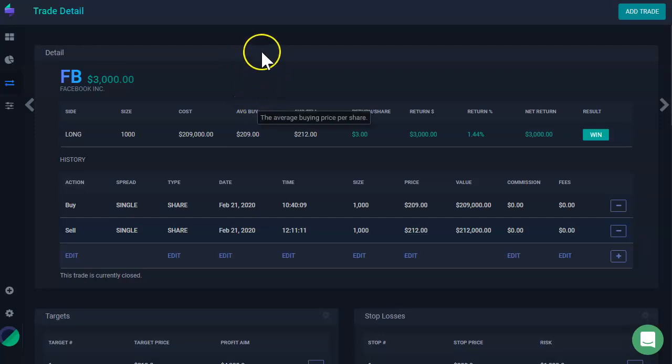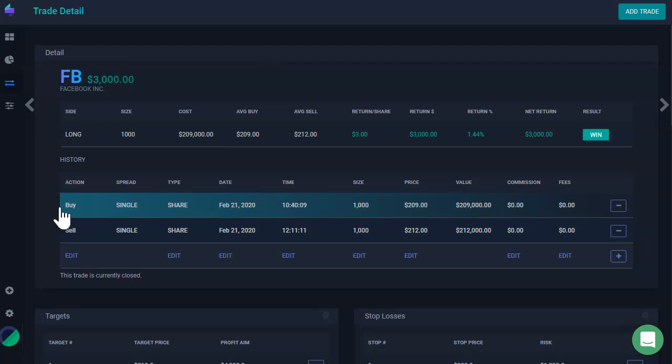My average buy. So my average buy is gonna add all the executions that had the action buy. It's gonna add the size and then it's gonna average them, okay? It's gonna do the same thing for average sell, okay? And then return share, this is gonna tell me how much did I make per share or per contract, depending on what you're trading. If you're trading options, it's gonna be per contract. If you're trading stocks, it's gonna be per share, okay? So this is how much I made per share, $3 per share on this trade, okay?